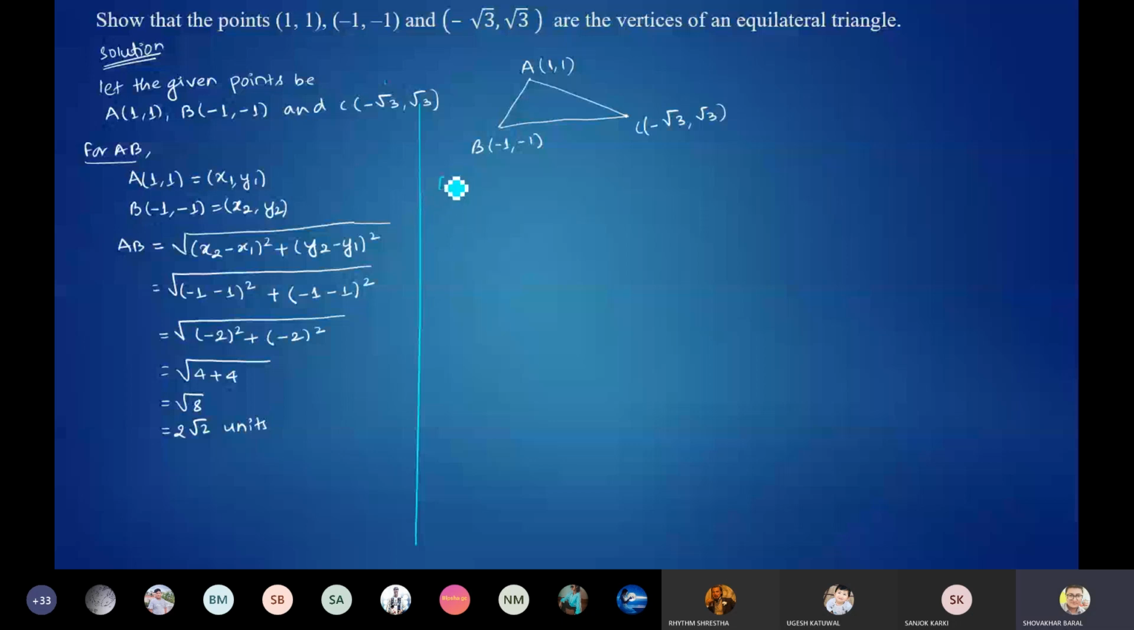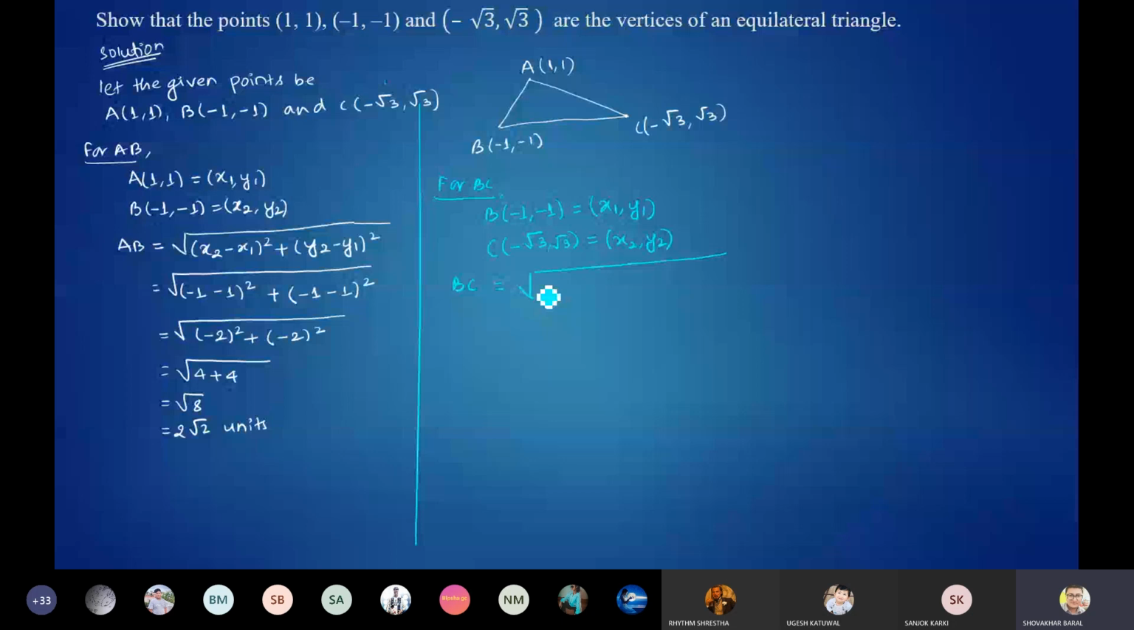For BC, you can continue in the same line in your copy. For BC, let's suppose B as x1, y1. B (-1, -1) equals x1, y1. C is (-√3, √3) equals x2, y2. So the distance BC will be equal to root over (x2 minus x1) whole square plus (y2 minus y1) whole square.